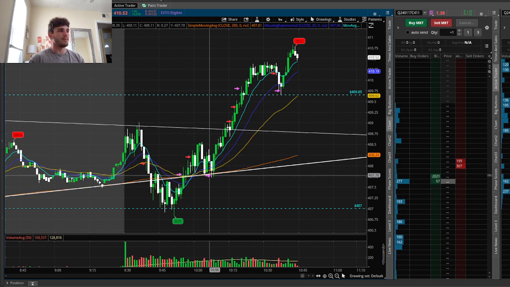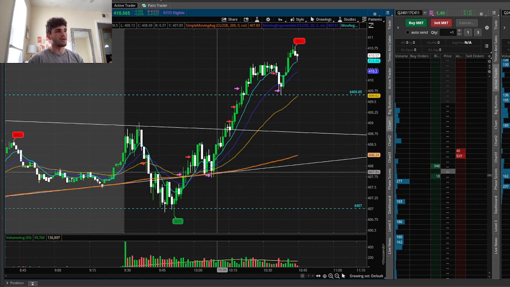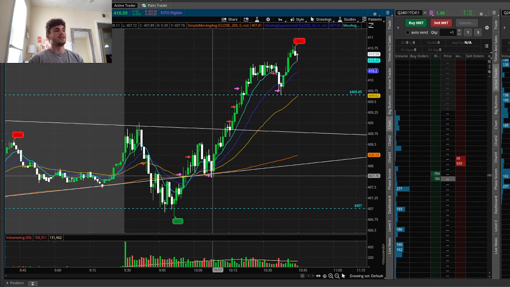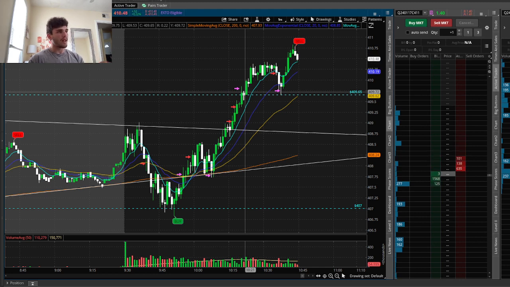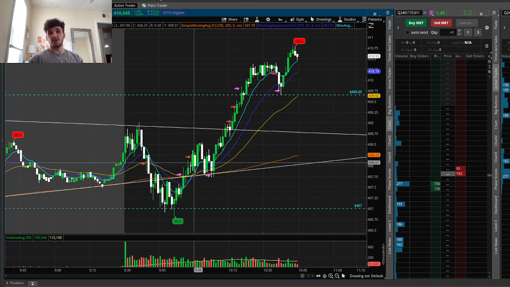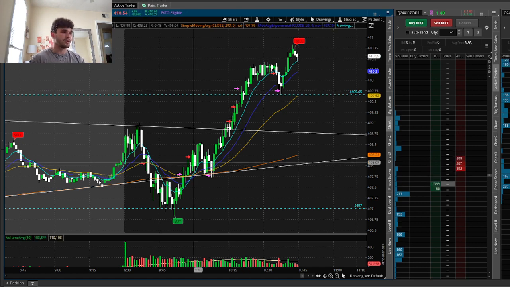But you can see it pushed down. I got out, right, because I thought we were going to curl back over to the downside. And as soon as I got out, what do we do? We end up ripping, and I could have made a crazy percentage on this. But fortunately, that didn't happen. So that was the second trade for the day. That was a 20% loss.